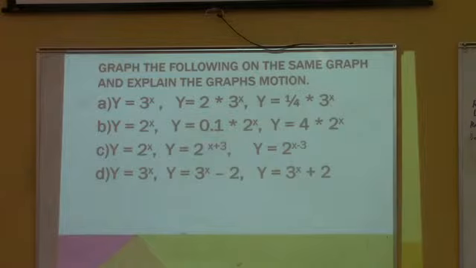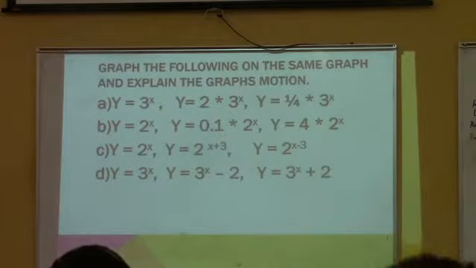So those are the 4 graphs that you're plotting now. Any questions? Yeah, that's what you're doing first, graphing on the calculator and then moving forward.